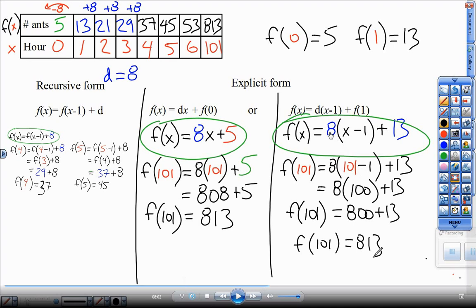If I was to distribute this 8x minus 8, that negative 8 and that 13 will combine to give you 5. So this is 8x plus 5 in disguise. It's equivalent, equal, but they look different. 8x minus 8 and 13 gives you 8x plus 5. All right, the next problem.